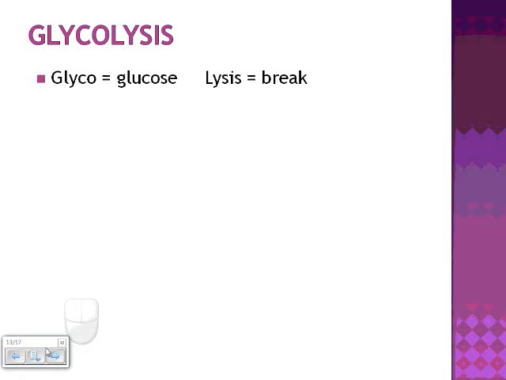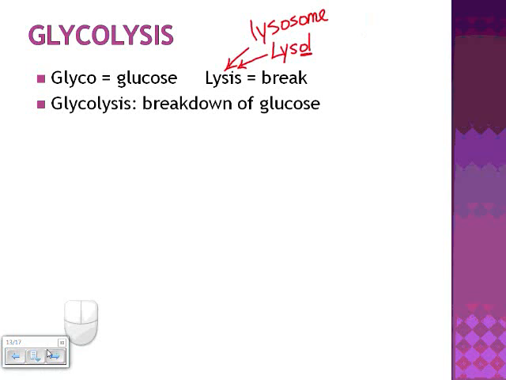So if we split the word down literally, glyco is referring to glucose, lysis referring to break or to break down. We've seen this portion of a word in a lysosome. Lysosome being an organelle that's responsible for breaking things down. We also talked about it being a part of the word Lysol. Lysol being OL, an alcohol that breaks things down. Its job is to get rid of bacteria, right? Get rid of germs. So glycolysis is the breakdown of glucose.